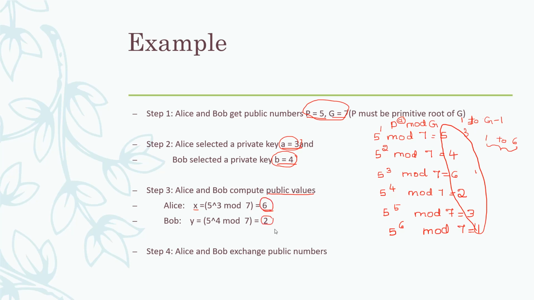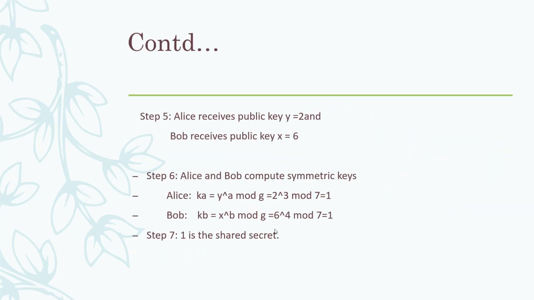Now these two keys are exchanged. So Alice and Bob will exchange their public numbers. Alice will receive the key from Bob, and Bob will receive the key from Alice. Now they will compute their symmetric keys. This is the key which they are going to use for their encryption, and the receiver will be using the same key for the decryption.